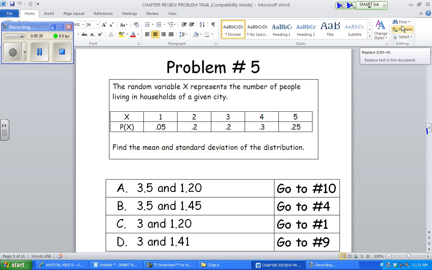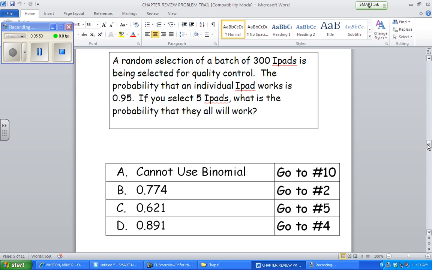Okay, moving on to number 6. Let's get that ink out of here. Okay, a random selection of a batch of 300 iPads is being selected. The probability that an individual iPad works is 0.95. If we select 5, what is the probability that they all work? Okay, so this is binomial.